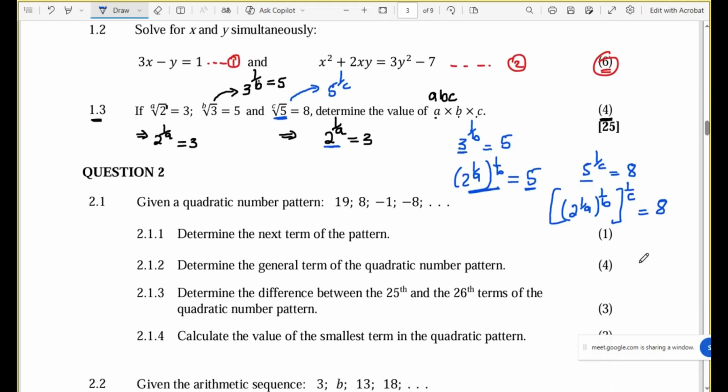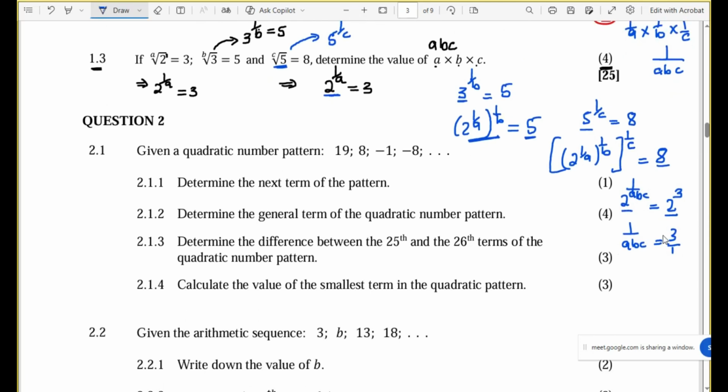So now you can just multiply all those exponents. It's like saying 1 over A times 1 over B times 1 over C, which is just 1 over A, B, C, which is what we are looking for. So this is just 2 to the power 1 over A, B, C, equal to 8. We can change that into 2 to the power 3. The bases are the same, so I can equate the exponents: 1 over A, B, C is equal to 3. I know that the 3 is just over 1.